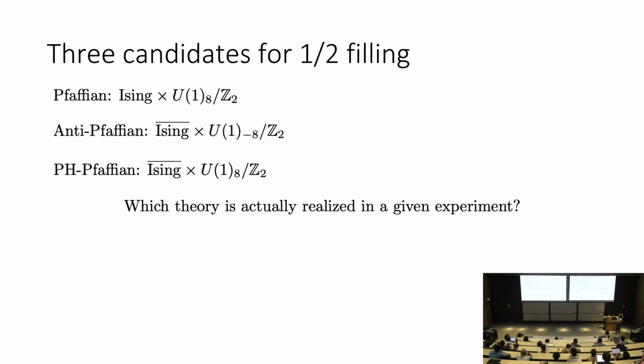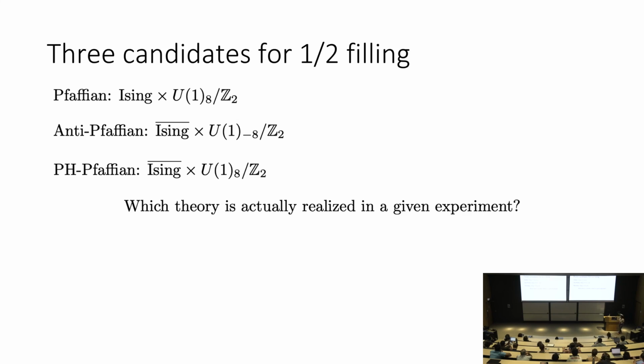This mod Z2 is indicating that the Ising times U1 level 8 is a bosonic theory. So we're going to condense the fermion, and throw out the anyons that braid non-trivially with our microscopic fermion. All these three theories are very similar in the sense that they have the same filling fraction, but they have somewhat different braiding properties. So they're different topological orders, U1 enriched topological orders.